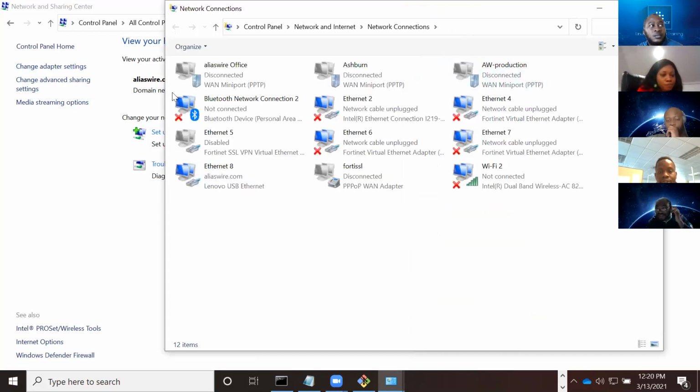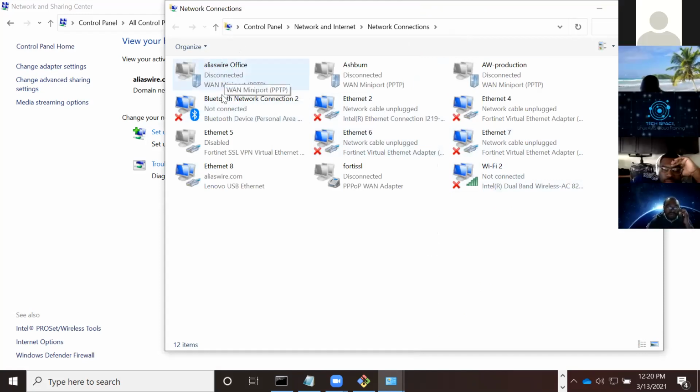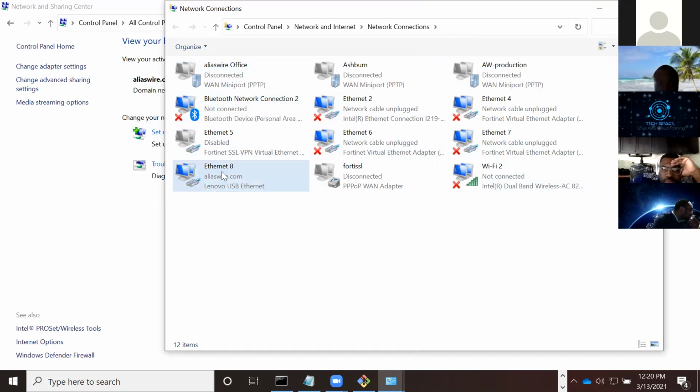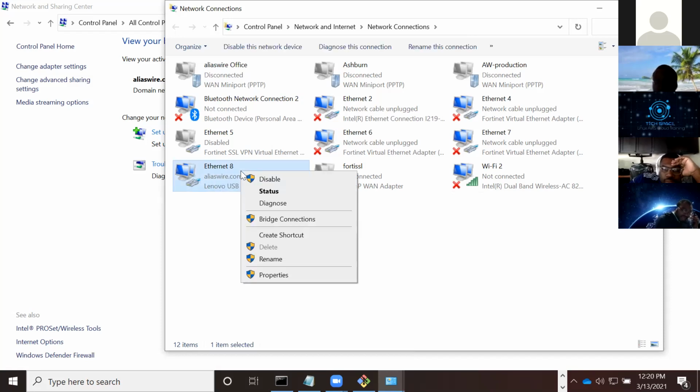And when you get here, you look for the network that you're connected on. So right now it shows I'm disconnected from this one here, not connected, disabled. It shows that my network is this right here. Ethernet 8 is my available network. Can you guys see it right here? So can you guys identify your available networks and right click on that network and then go to properties?